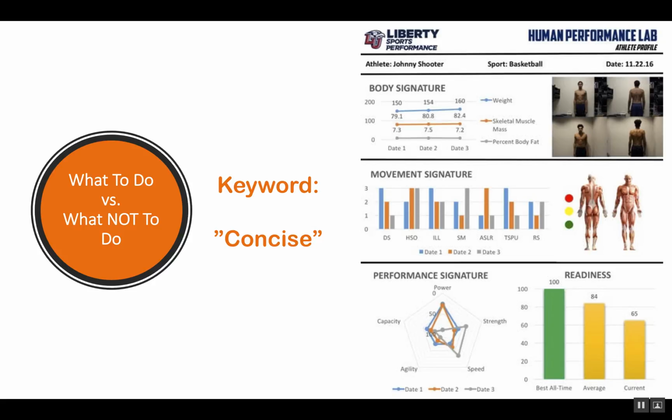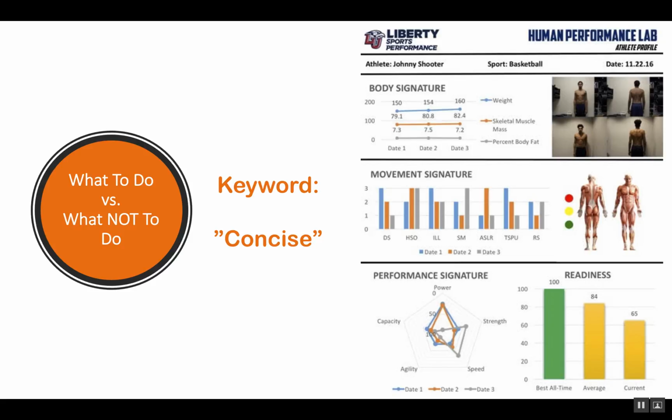And then the last portion is actually 2-prong. It's a performance signature and then some sort of readiness visualization. And that's great. You don't need more than 3 to 5 indicators to communicate to a coach. What you could talk about here is quickly the trajectory that the athlete is on in terms of the body signature. That's easy to understand, and you have a visual component with the before and after picture.